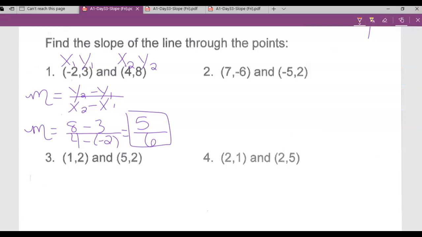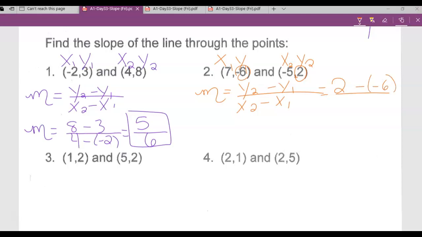Let's try this again now with number 2. If you have the hang of it, feel free to get ahead of me. I'll first label my points: x1, y1, x2, y2. The slope formula is y2 minus y1 over x2 minus x1. And I'm going to fill in my values. y2 is positive 2. y1 is negative 6, which I'll put in parentheses to separate the subtraction from a negative sign. On the bottom, x2 in parentheses is negative 5 minus x1, which is positive 7.